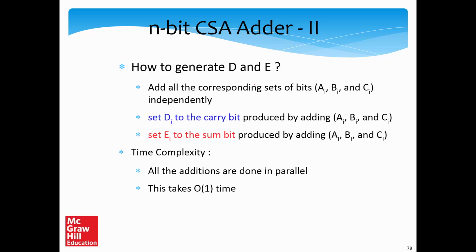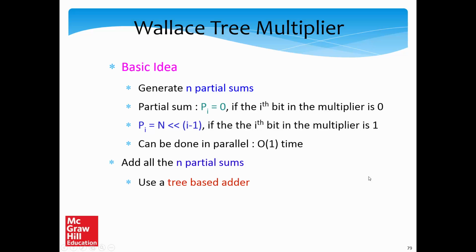How do we generate d and e? Well, we add all the corresponding sets of bits ai, bi, and ci independently and simultaneously. We set di to the carry bit produced by adding ai, bi, and ci, and we set ei to the sum bit produced by adding ai, bi, and ci. So since all the operations are done in parallel, it takes order of 1 time.